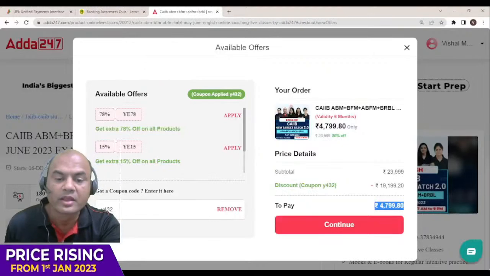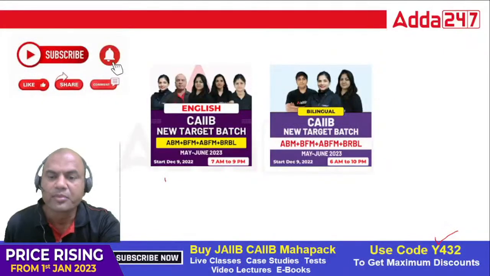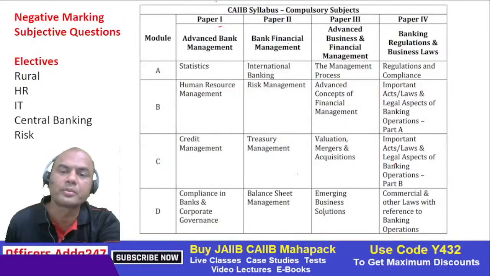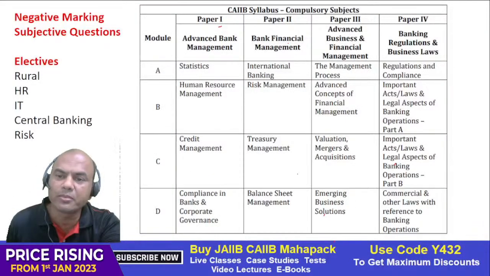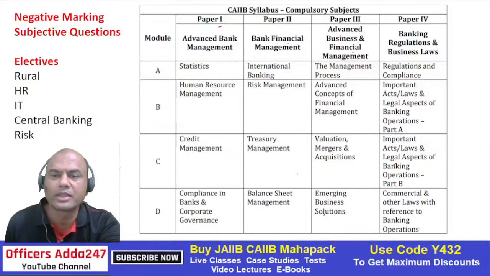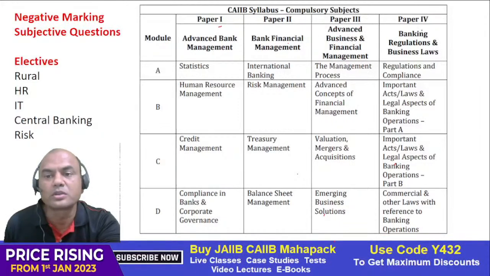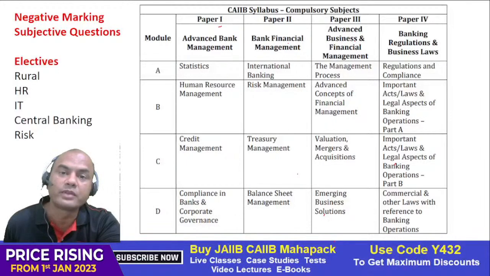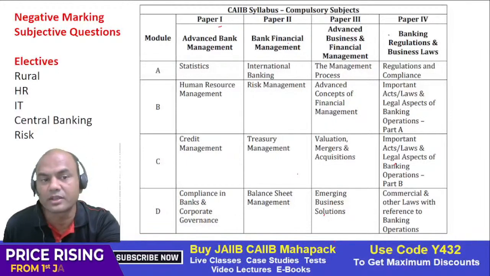So go for it. Now I'll also show you the portion, because many of us don't know the new portion which has come up for CAIIB. This new portion includes 4 papers: ABM, BFM, ABFM and BRBL. ABM and BFM were already there. ABFM, Advanced Business and Financial Management, is a new paper. Also BRBL, Banking Regulations and Business Laws, is also a new paper. So that's why you will definitely need a guide, and that's why I am saying join the classes.